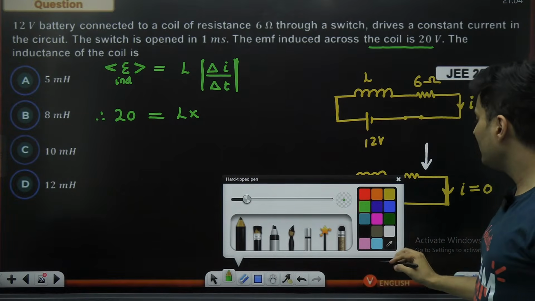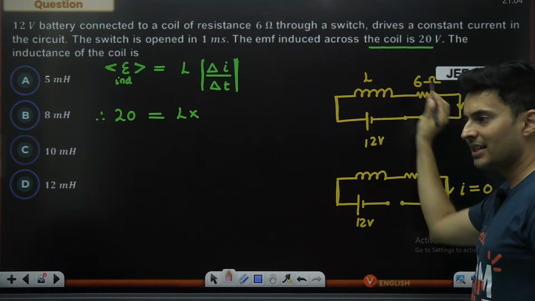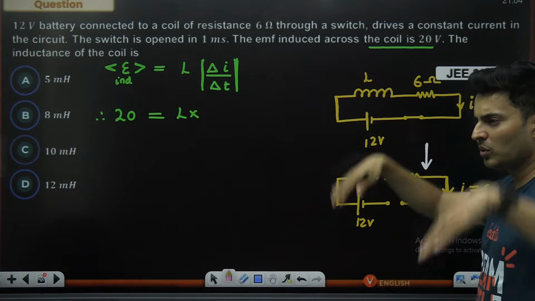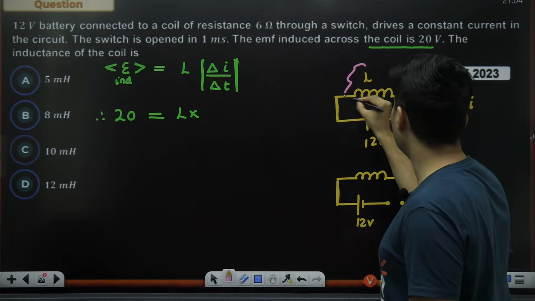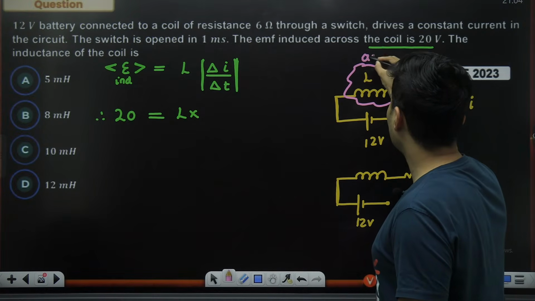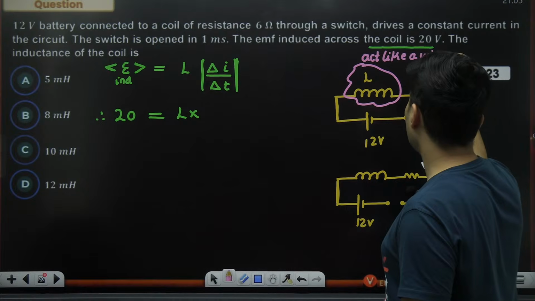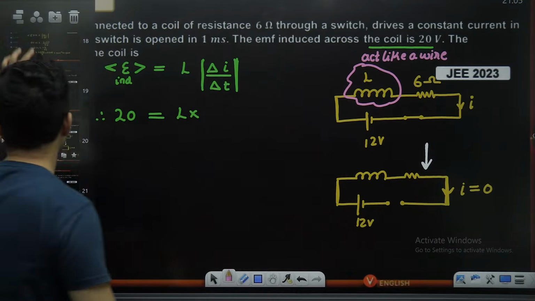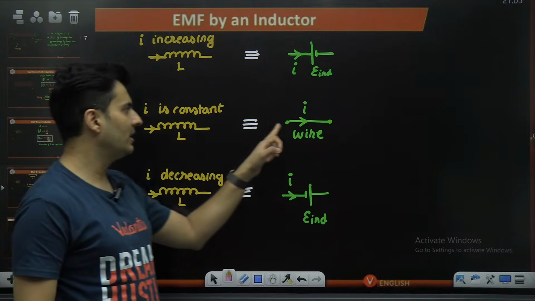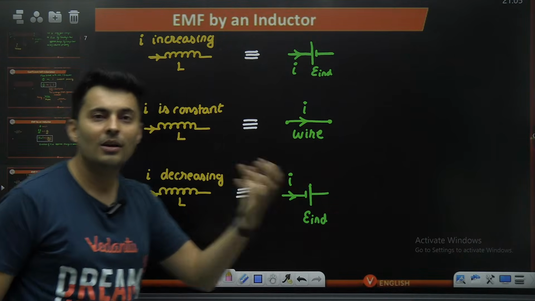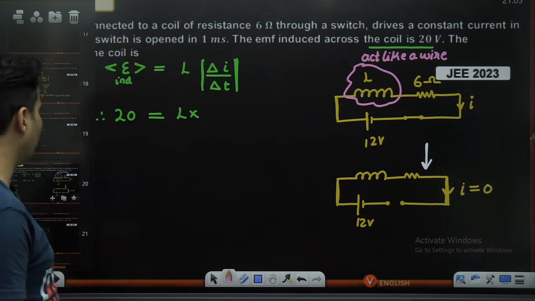See, whatever this current is will be constant because this current will keep on flowing. There is no growth, no decay, no change of current. So this inductor over here will act like a wire. Why will it act like a wire? I have explained that just some time back. Whenever the current is constant, the inductor behaves like a wire. So I don't have to really worry about that inductor in that scenario.